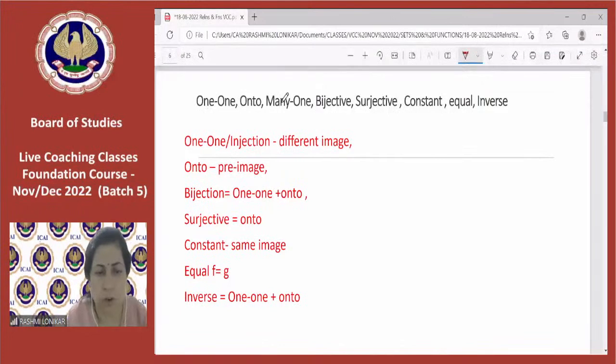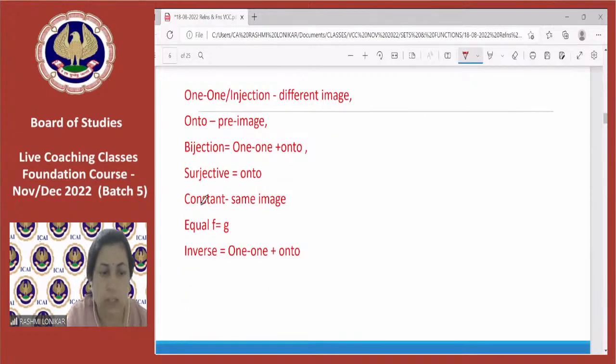So now 1-1, onto, many-1, bijective, surjective, constant, equal and inverse. We have considered all this. We will just put it in short. When I am talking of 1-1 or injective, it means that every element of A will have a different image in B. So remember the words different image in B. Onto is every element of B will have a pre-image in A. Bijection means which is 1-1 and onto. Bi means 2. So what are the two qualities that function will have? It will be 1-1 as well as onto.